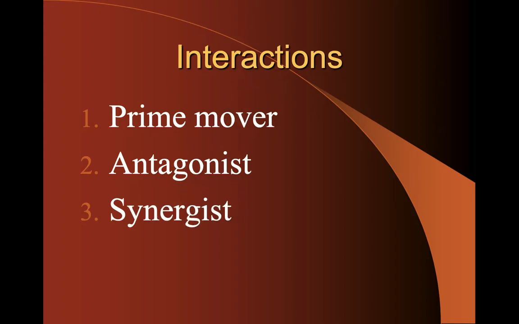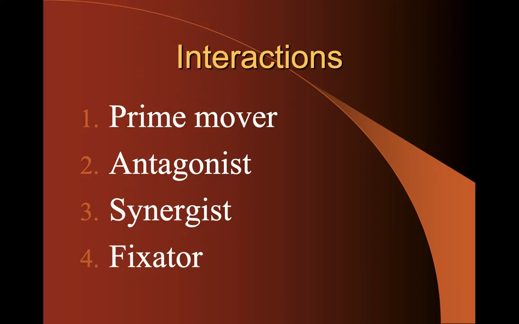Synergists are the muscles that help the prime mover move that joint. So, as I just mentioned, there are smaller muscles that help us bend the elbow. And we'll learn some of those as we move forward. So synergists are smaller and they help, they aid the prime mover.